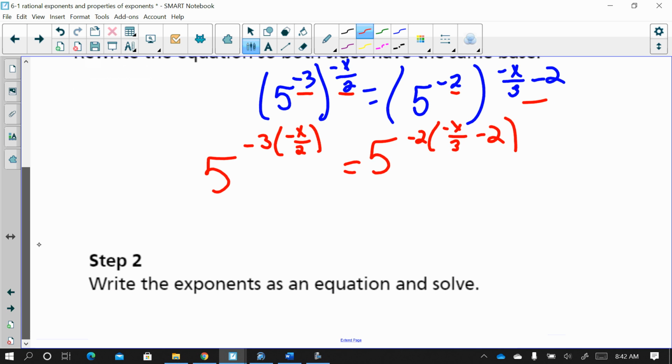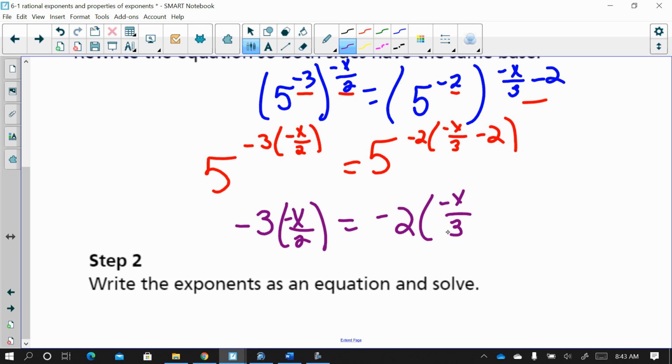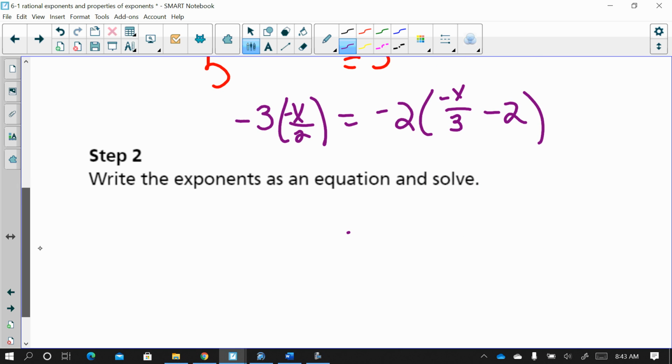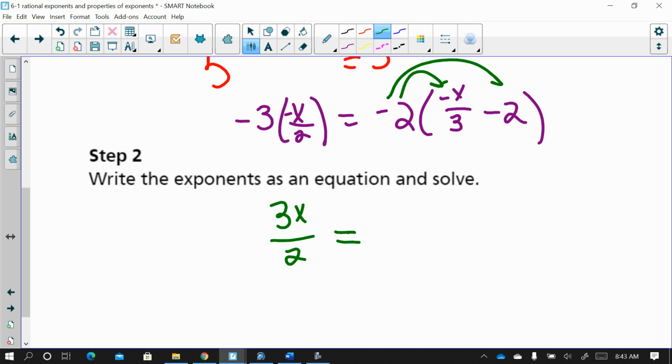Oh, bases are the same. Let's work with just the exponents. So negative 3 times negative x over 2 is equal to negative 2 times negative x over 3 minus 2. How am I going to solve this? Well, we have multiplication, so just multiply. Negative 3 times negative x over 2 becomes a positive 3x over 2. Here I'm going to distribute. This becomes positive 2x over 3. Negative 2 times negative 2 is a positive 4.